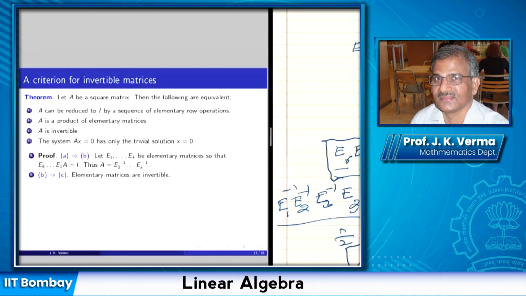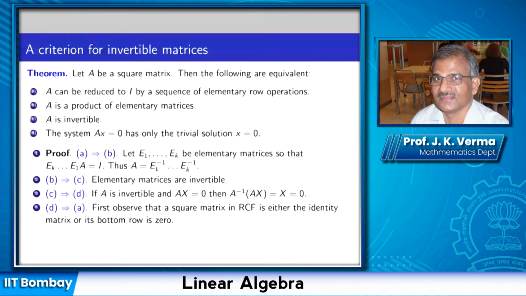Now let's prove D implies A. So we are assuming that I have a system of n linear equations in n unknowns, and it's a homogeneous system, and it has only a trivial solution, namely X equal to 0. Then I want to prove that A can be reduced to the identity matrix by a sequence of elementary row operations. So one statement is about solvability of a homogeneous system of equations, which says that there is a unique solution, namely the zero solution. The second fact is about the row canonical form: that the row canonical form of A must be the identity matrix.